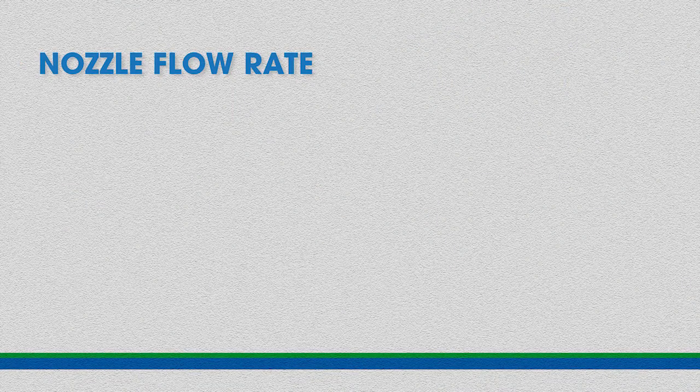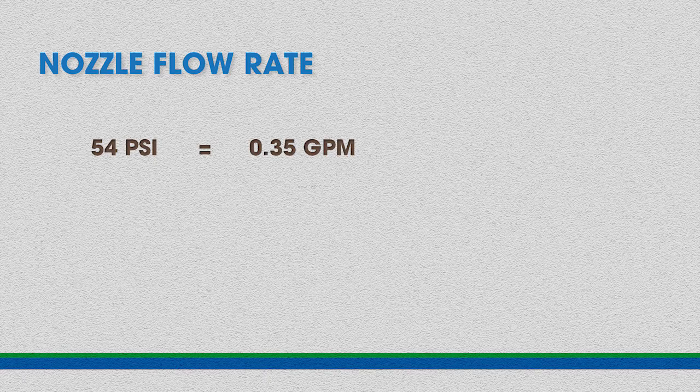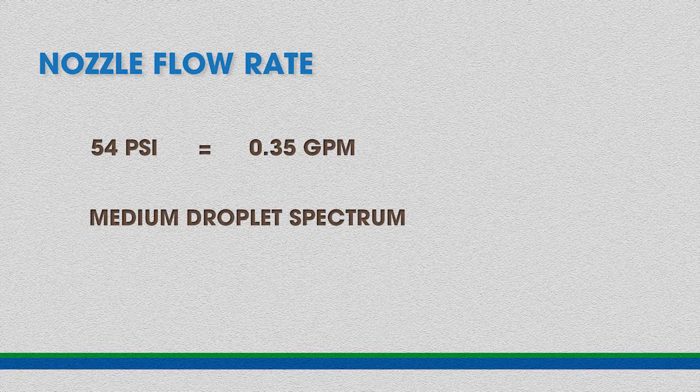So the flow rate we need, 0.35 gallons per minute, is going to be achieved at somewhere between 50 and 60 psi. And if I actually did a separate calculation, I could determine that it's going to be achieved at 54 psi. So if I operate this nozzle at 54 psi, I will achieve both that 0.35 gallon per minute nozzle flow rate as well as the medium droplet spectrum.